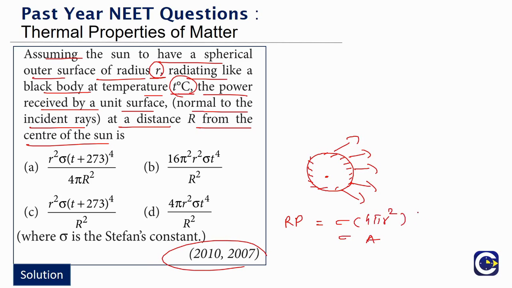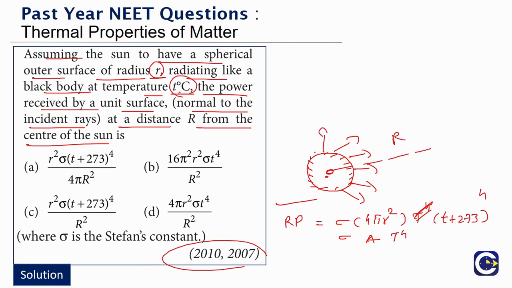Sigma A T power 4 means we have to look at the absolute temperature, the temperature on Kelvin scale. This small t is the temperature in Celsius, so we have to add 273, so T plus 273 power 4. So this is the radiation power that is emitted by the sun. Now we have to look at a distance capital R from the center of the sun.